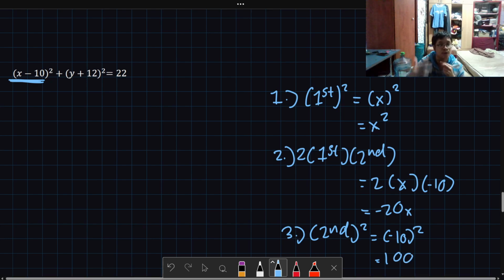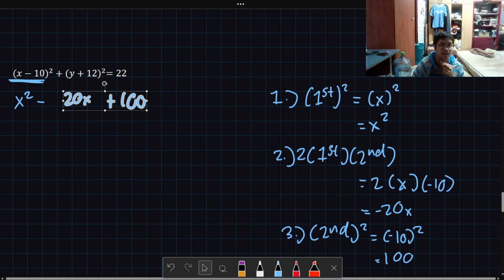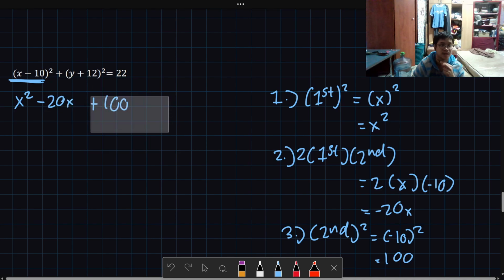As a result, we add them together. Finally, we have x squared plus negative 20x plus 100. But remember, positive times negative changes into minus, so this becomes x squared minus 20x plus 100.